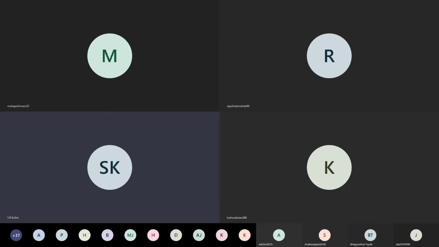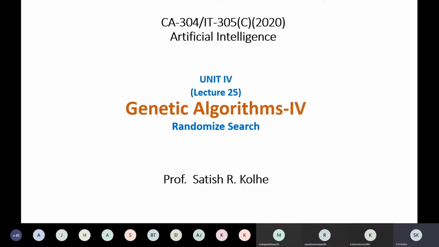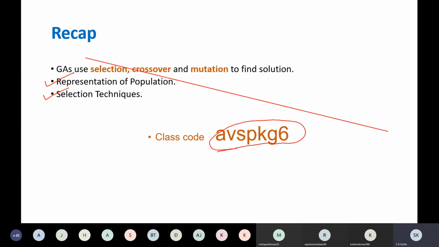Okay, in this lecture we will be discussing selection techniques. We will continue with our discussion with selection techniques. And as I told you, in last class we discussed the basic structure of genetic algorithm, or how it works. So initially we started with representation of population, and then how to select better, fit chromosomes, so that you can perform crossover and mutation.